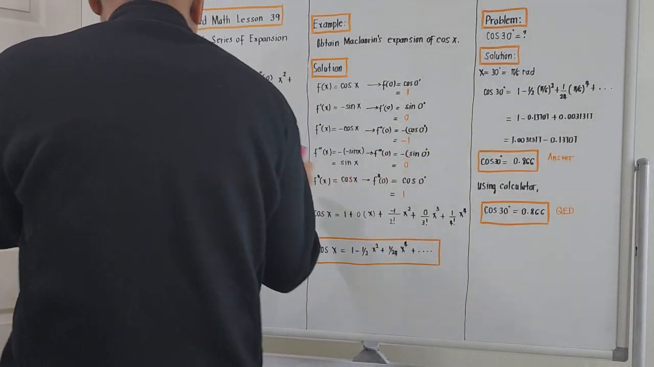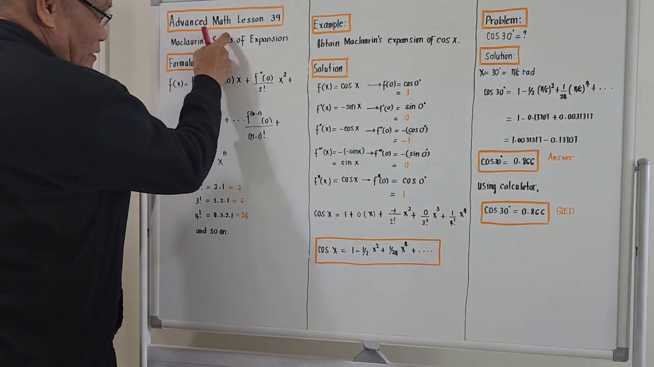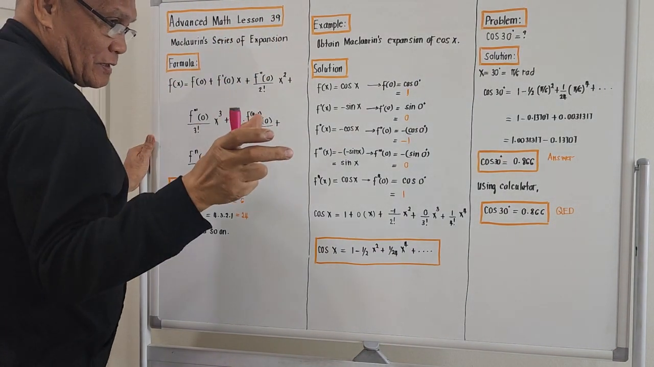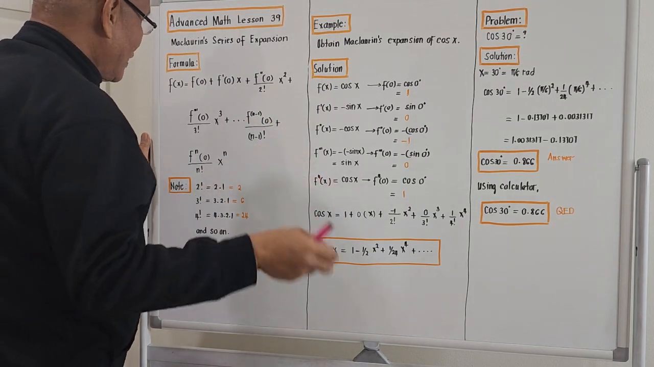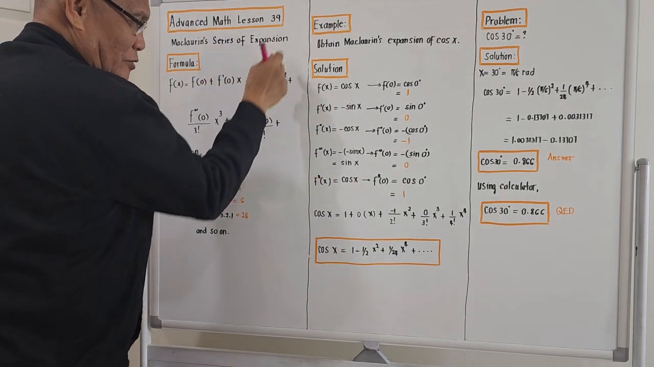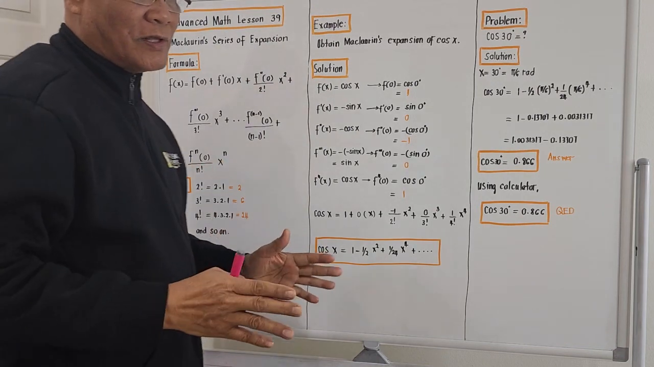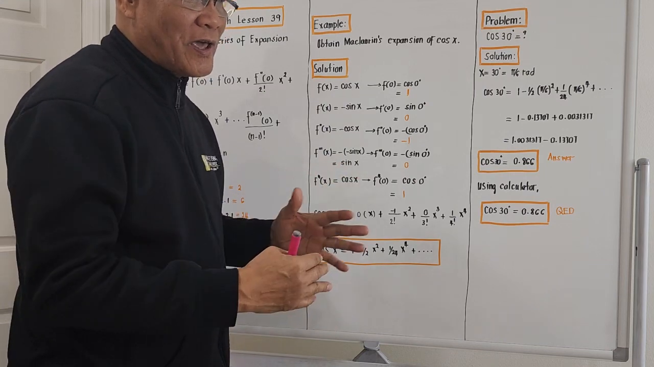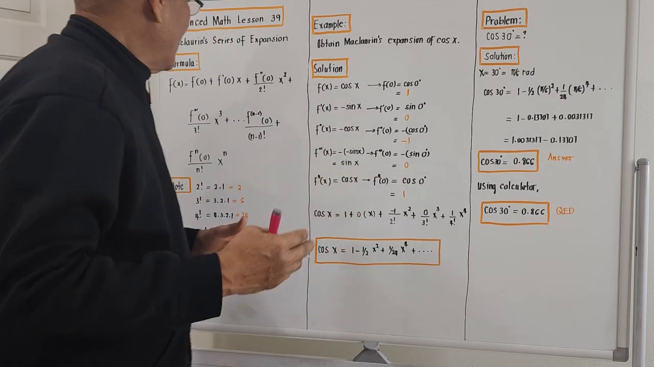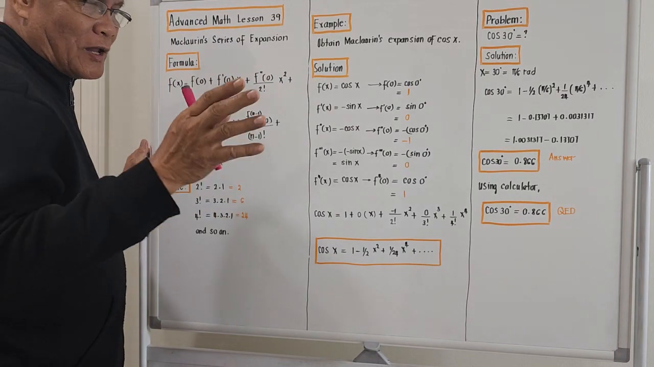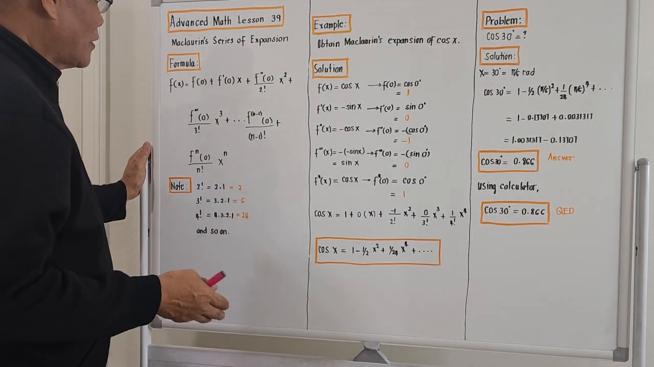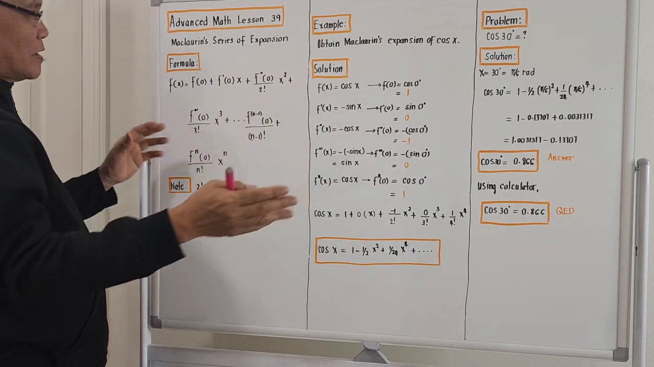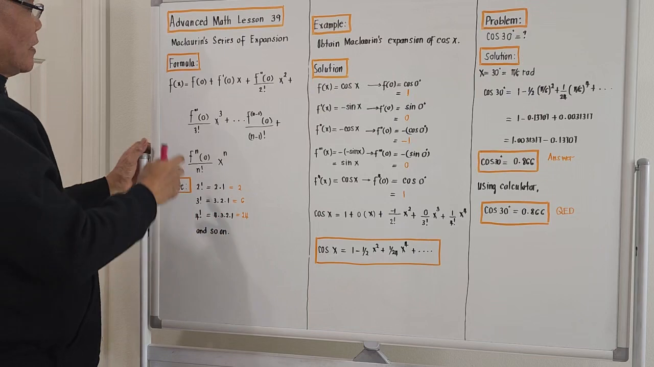So we are now on advanced mathematics, lesson number 39. The title of the subject matter for tonight will be Maclaurin's series of expansion. Maclaurin is actually the family name of a mathematician who derived this formula. The formula for Maclaurin's series of expansion is a little bit long, but we could simplify this one later on in the actual problem.